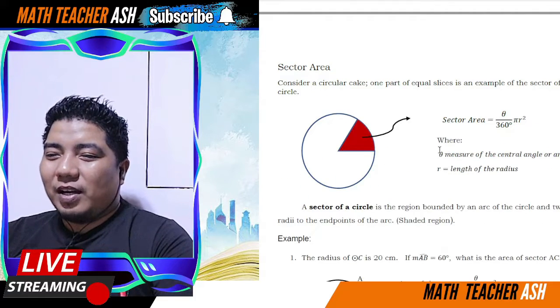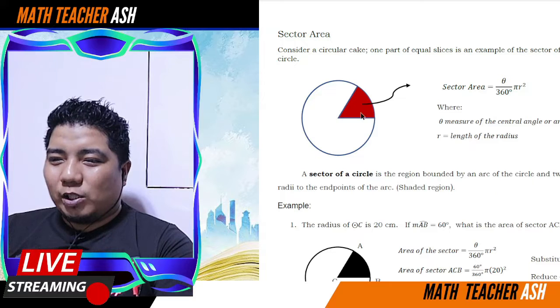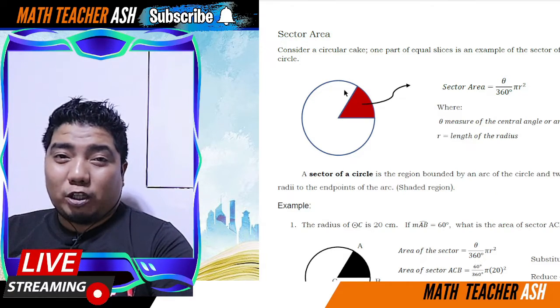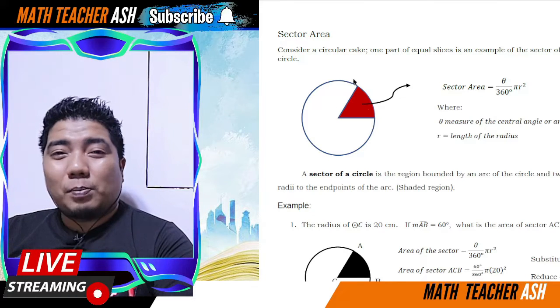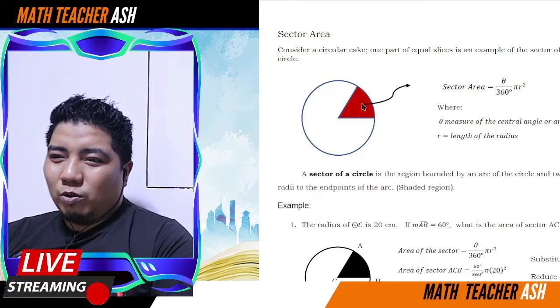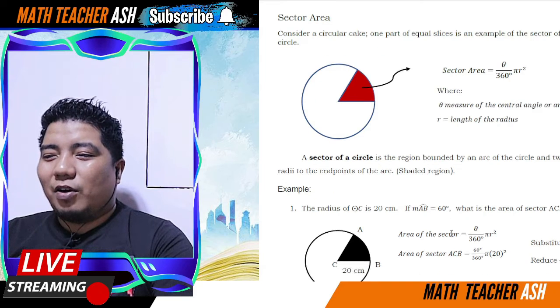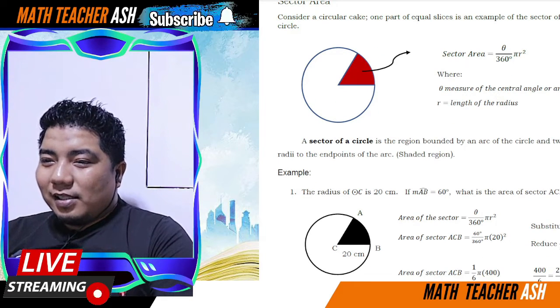Okay, now we have here the definition of the sector area. So the sector area is this one. It is basically a shaded region that is part of the circle. So sa madaling salita, para itong kung sa pizza pa, isang piraso ng pizza. Yung shaded part na yun yung tinatawag na sector area. So, paano ba kukunin ang sector area?